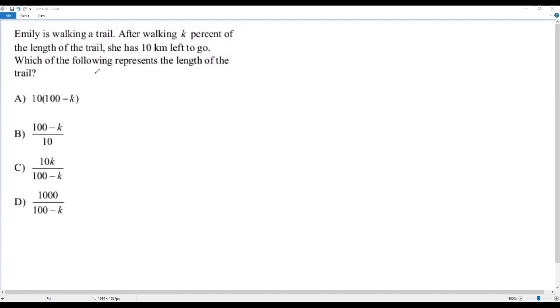Okay, using the given information, we have to find the length of the trail. Let's assume x as the length of the trail. Let me write it here: length of the trail. Now I have to find the expression that is equivalent to x, which represents the length of the trail.